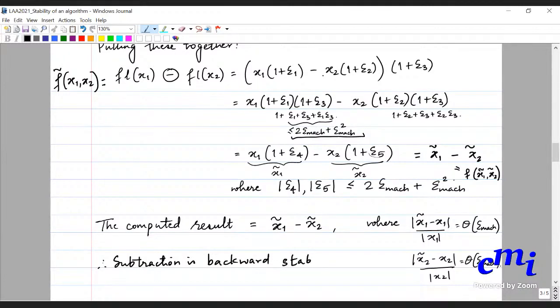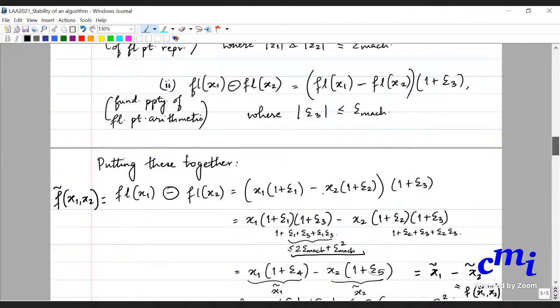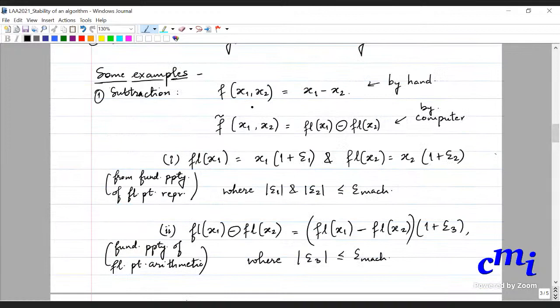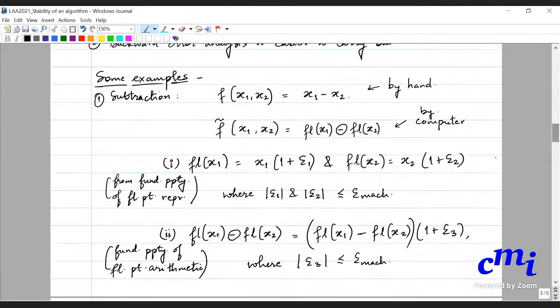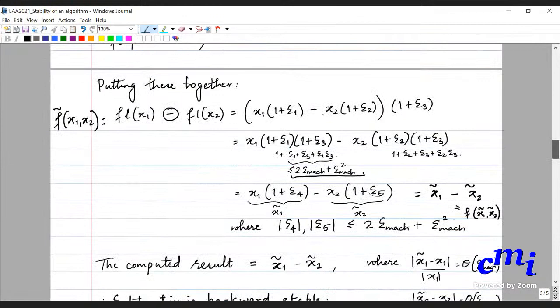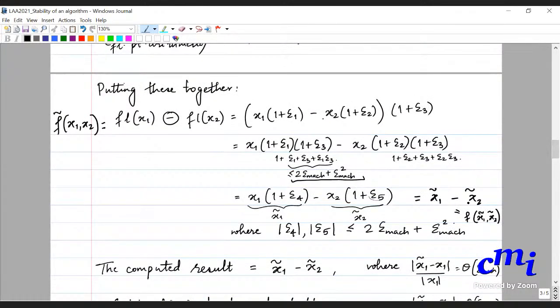What you need to carry away from this example is that for every input, you first use the fundamental property of floating point representation to get these equations, and then for every arithmetic operation in the algorithm, one uses this fundamental property of floating point arithmetic to get these equations. Then you try to put them together and see if the result comes by a slight perturbation of the data in this way. Okay, so that is the simplest way in which one can describe backward stability analysis.